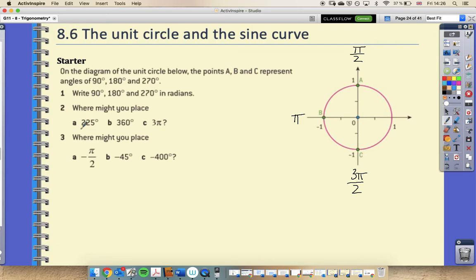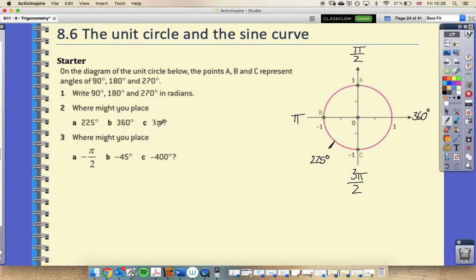Question 2, we've got to place some more angles on our unit circle, or on our circle. 225 degrees, well, I know 180 is here and 270 is here, so 225 is halfway between them. I'm going to put it roughly there. 225 degrees. 360, well, that's an easy one, isn't it? That's just a whole circle.